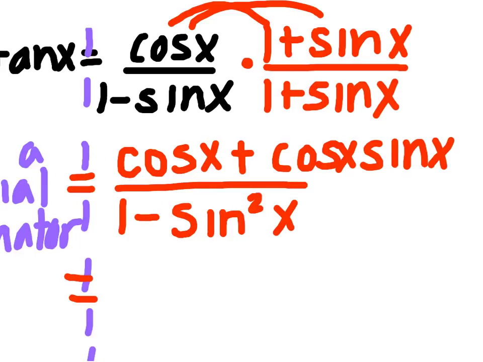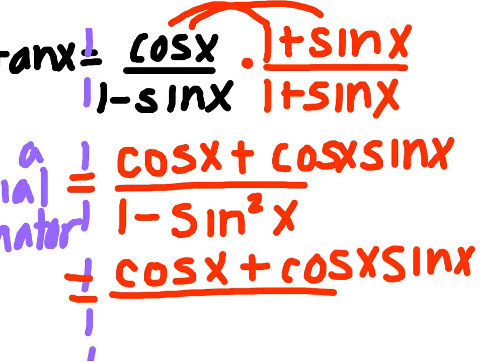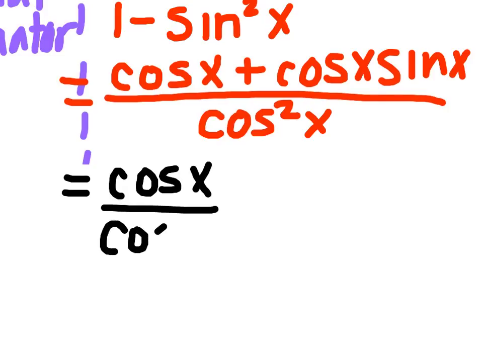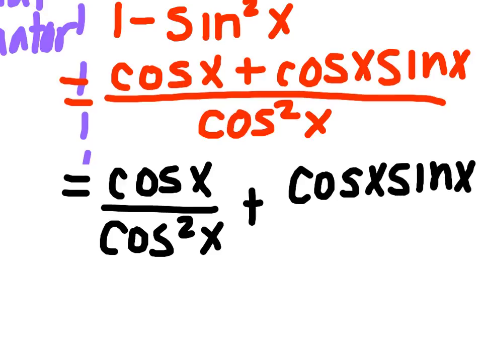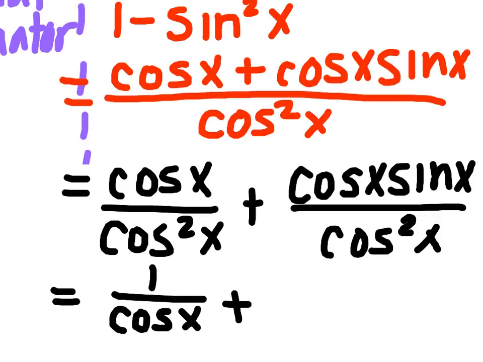If we know our Pythagorean identities really well, which we should at this point, I know that 1 minus sine squared is actually cosine squared. So now that I have a monomial in our denominator, I am going to split up the numerator and divide both of those terms by cosine squared. And now we can actually simplify. I know that cosine over cosine squared is just 1 over cosine, and cosine sine over cosine squared would become sine over cosine.